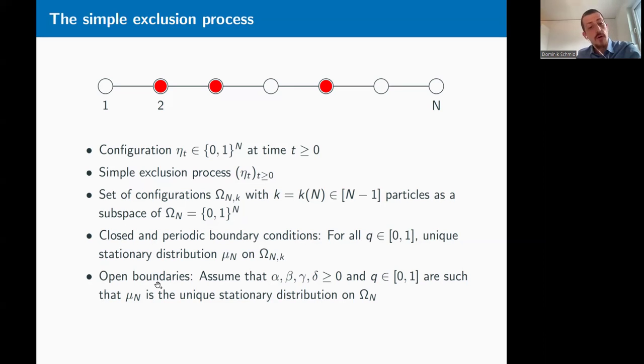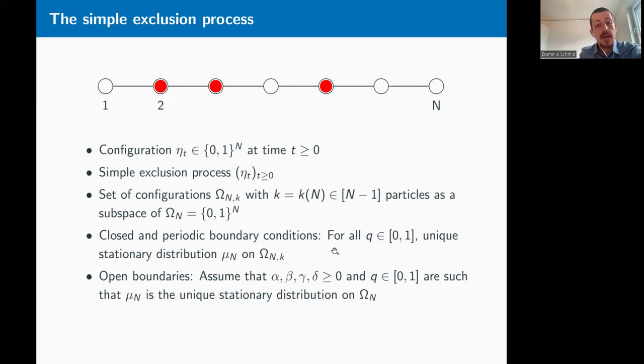And in the following, for open boundaries, we want to assume that our parameters alpha, beta, gamma, delta, and q are chosen in such a way that there's a unique stationary distribution on the space Omega_n. However, there are some very mild ways to make this work. So for example, if all of alpha, beta, gamma, delta are strictly positive, then indeed we can check that there's a unique stationary distribution. Okay, so this will be the setup in the following.